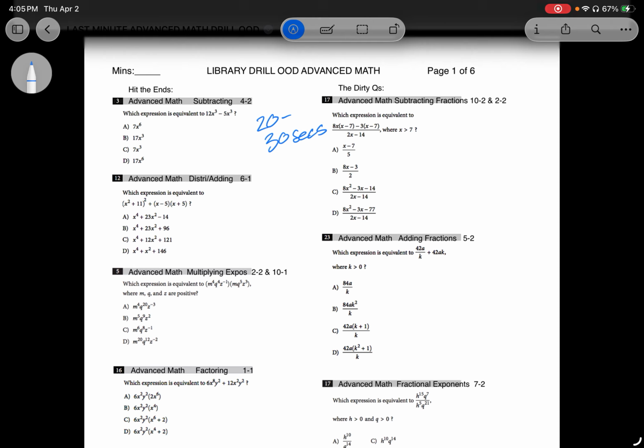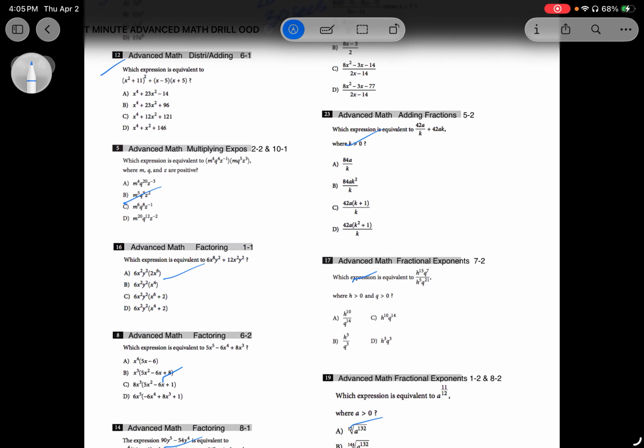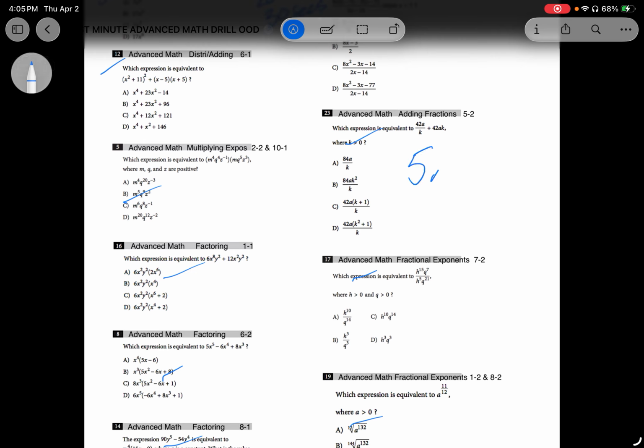All right. Now, let's see how many questions I have on this first page. 1, 2, 3, 4, 5, 6, 7, 8, 9, 10 questions. So that means 30 seconds per question. It should take me 5 minutes to kill these 10 questions.